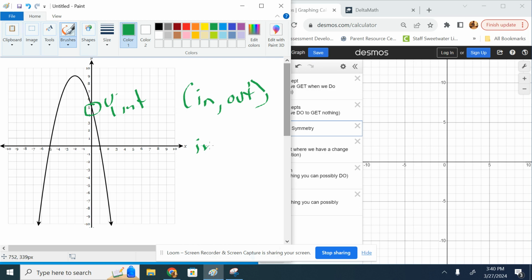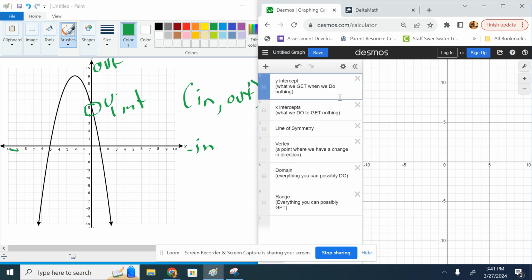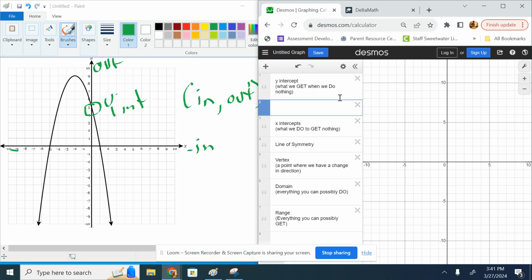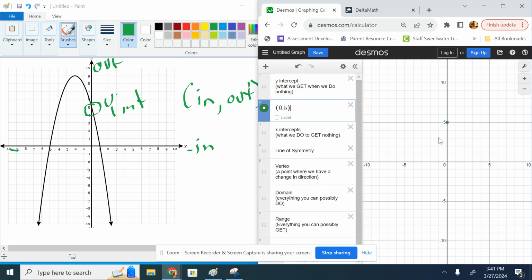And our x represents all of our inputs. So the x changes the inputs, this direction. And then our outputs change as we go up and down. Okay, so this would be our output. So our y-intercept that we're claiming will be at I do nothing, so 0 goes first because that's what we do, and then I get a 5. So we can see that point being brought up on our Desmos over here.